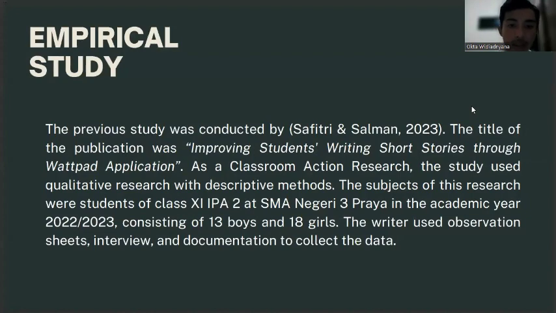Okay, next, the slide about the empirical study. In this empirical study, there are four researches related to this research. The first is from Savitri and Salman 2023. The title of the publication was Improving Students Writing Short Story Using Wattpad Application. And this Savitri and Salman research uses the classroom action research method.